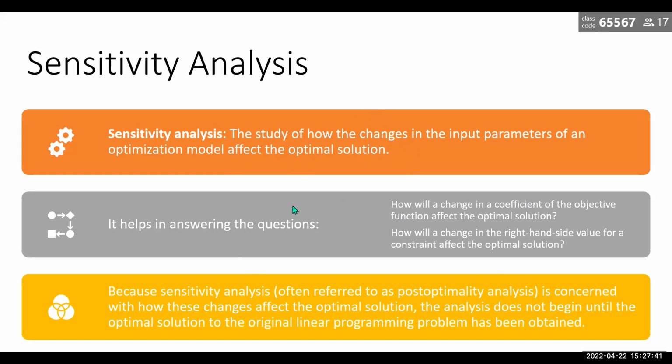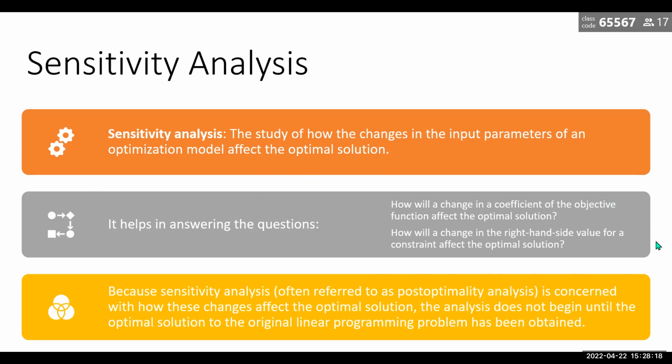If there are changes in the input parameters, meaning changes in the selling cost per unit, an increase in cost per unit, would your optimal solution change or not? How will it affect your optimal solution? Let's say there is a change in the availability of your resources, then how will this affect your solution? So in sensitivity analysis, we will answer this.